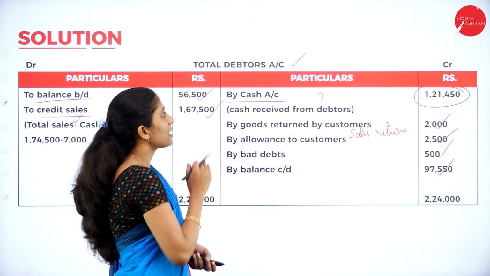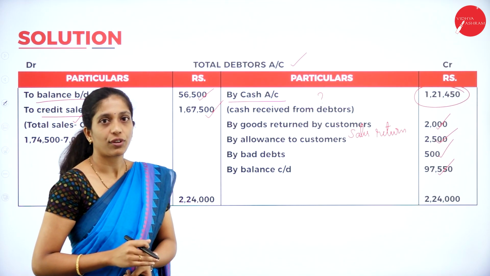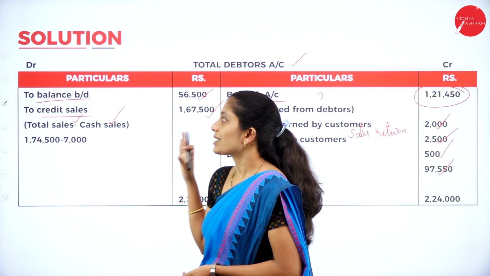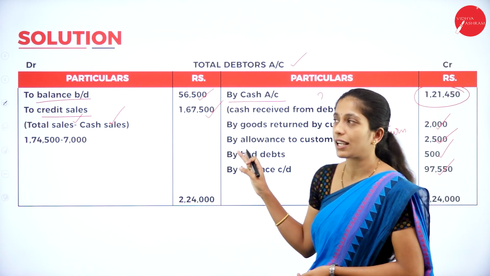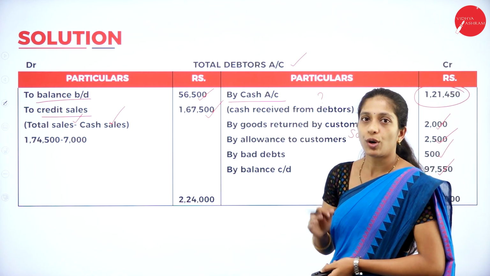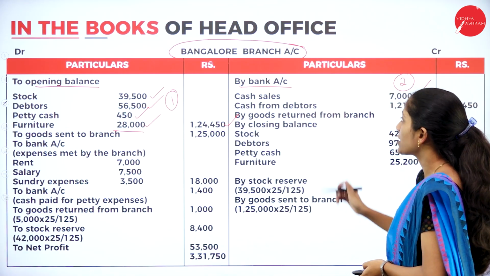97,550. And the balancing figure will be what? Cash received from debtors. So we have to record it as by cash account. So this is how you are going to prepare your debtors account. Make sure that you learn this format. Next, so we have come to know what is the cash received from debtors.